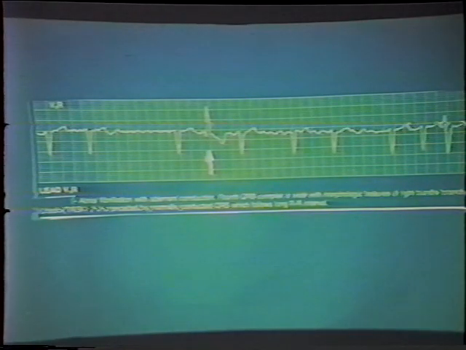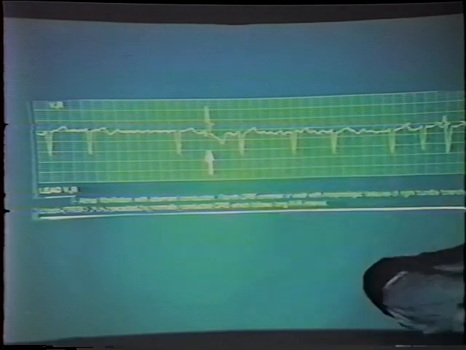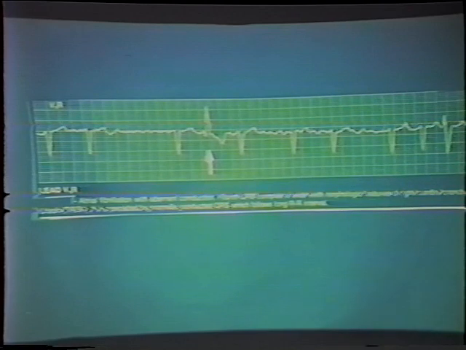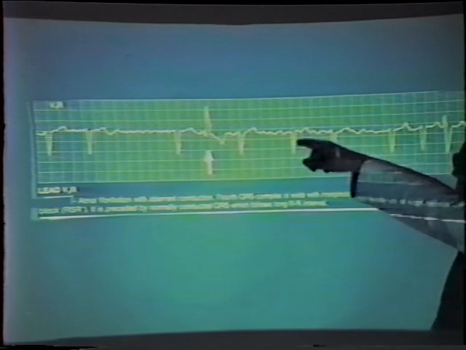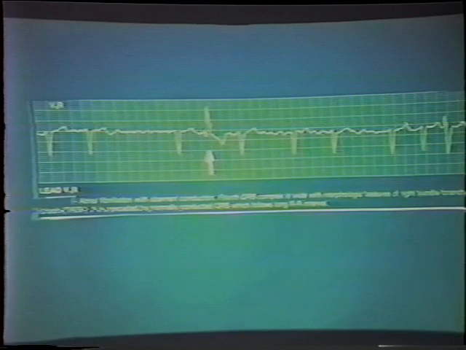Okay, with atrial fibrillation, what do you have? You have irregularity. Everything is irregular. You can't find any kind of pattern. And you have these little waves here. They're not P waves, they're not flutter waves, they're just sort of fibrillatory waves. Sometimes it can be confused with P waves, but they're fibrillatory waves.